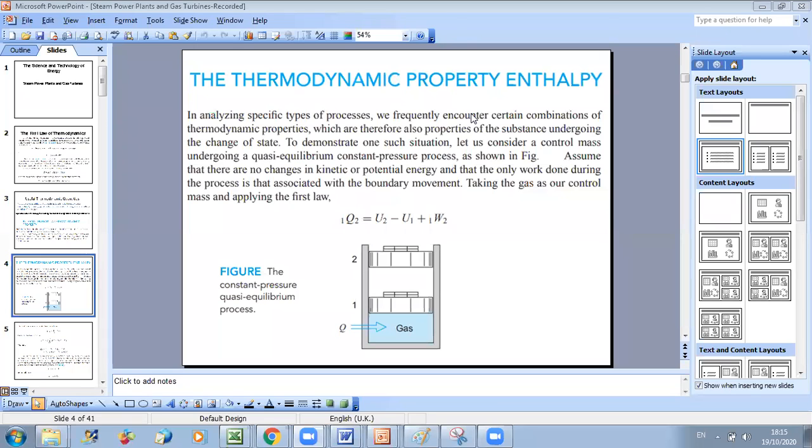We will see together that when we do analysis of a system, a new property will appear, which is called enthalpy, and we will learn here what is the definition of enthalpy. In analyzing specific types of processes, we frequently encounter certain combinations of thermodynamic properties, which are therefore also properties of the substance undergoing the change of state. We will illustrate this by defining enthalpy. Enthalpy is defined from the quasi-equilibrium constant pressure process. But we will see after that this property is very used and is very useful for us.